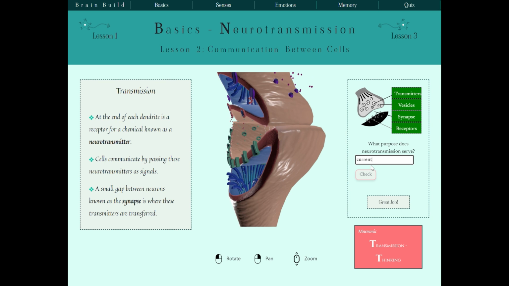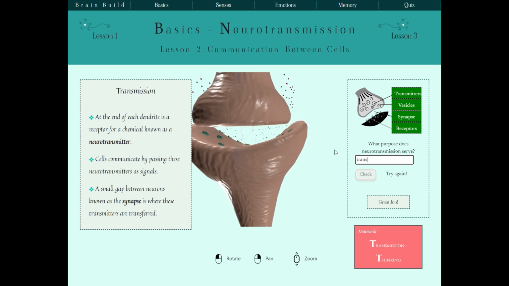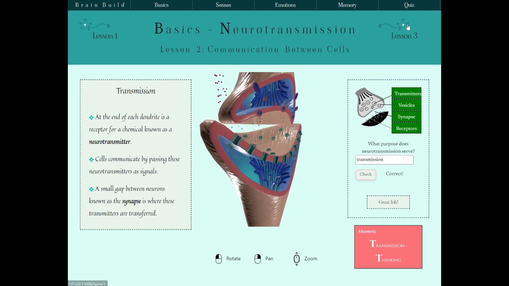What purpose does neurotransmission serve? Current? No. Transmission? Correct, okay. Lesson 3.